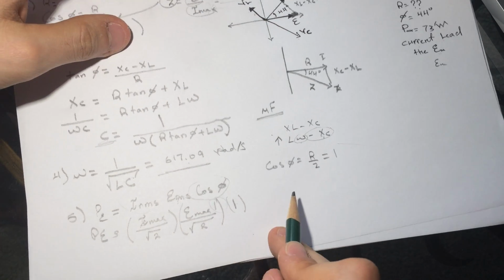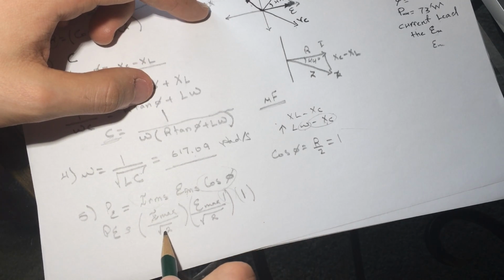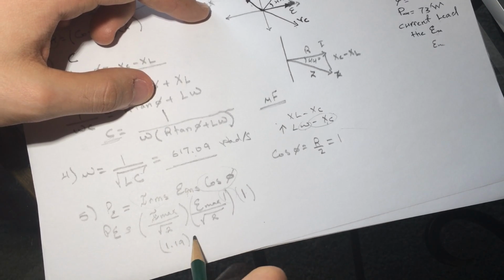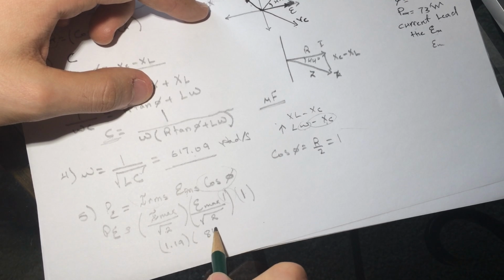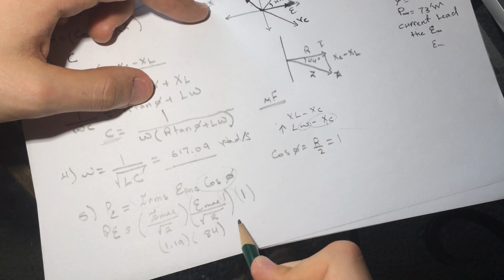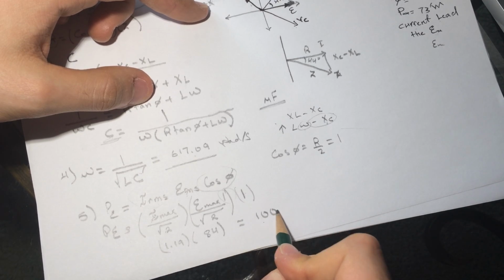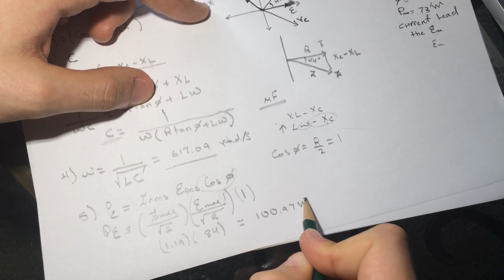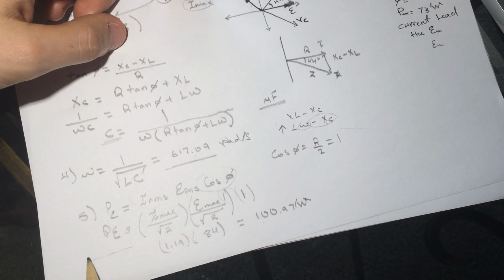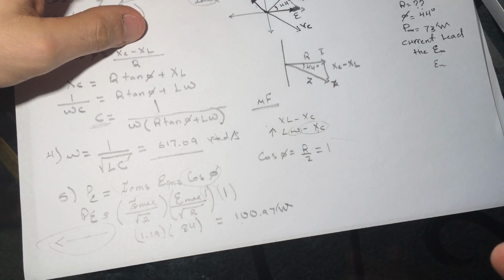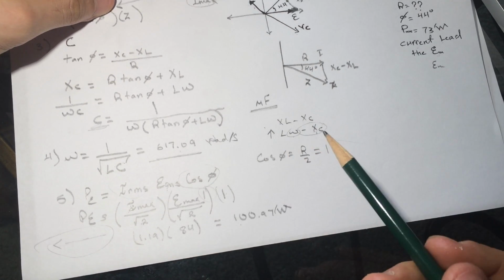Let me give you values for this. For the I max divided by square root of 2, I got 1.19. Then multiplying it by 84. And for this guy, I got 100.97 watts. Well, this question, I'm not sure of it, because it's a timed question, it doesn't tell me if it's right or wrong. But that's the way I did it.